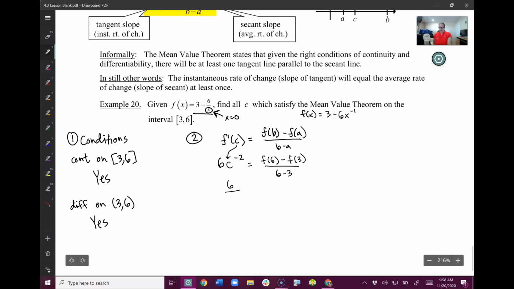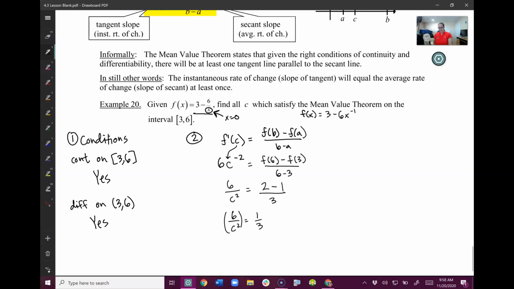So let's rewrite this. 6 over c squared equals f of 6, which is 3 minus 6 over 6. So 3 minus 1 is 2, minus f of 3, which is 3 minus 6 over 3. 6 over 3 is 2. So 3 minus 2 is 1, all over 6 minus 3, which is 3. So I've got 6 over c squared equals 1/3. Now I can start to solve this.